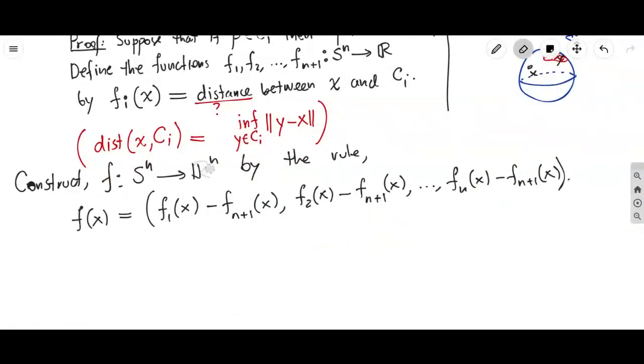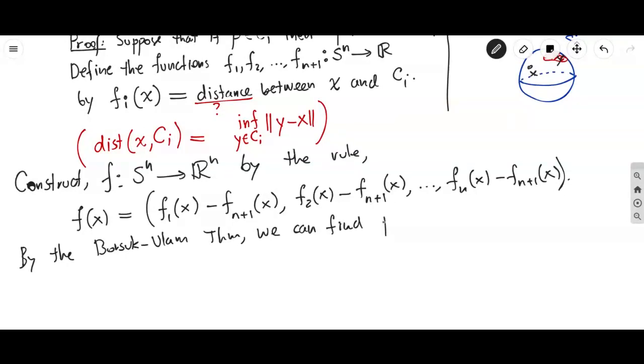So this is what we do, and now we are in position. Notice it's Rn because we're subtracting the last function away from the other functions, so we have one fewer component. And now by the Borsuk-Ulam theorem, we can find P and negative P, antipodal points, so that f of P is equal to f of negative P.